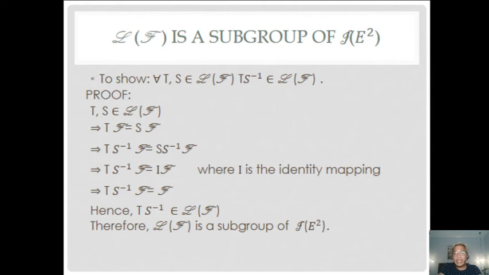Here's the proof. T and S are elements of LF. It implies that the T of F is equal to S of F. Now, it implies then that the TS inverse of F is equal to T and S inverse of F. This implies then that the T of S inverse of F is equal to the I of F, and the T of S inverse of F is equal to F. Hence, TS inverse is an element of LF. Therefore, LF is a subgroup of I of the Euclidean plane. Okay?